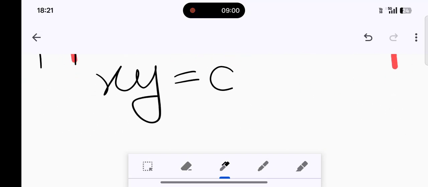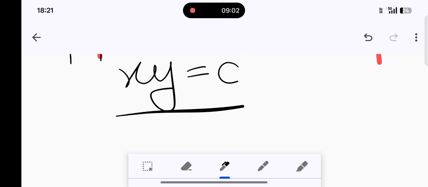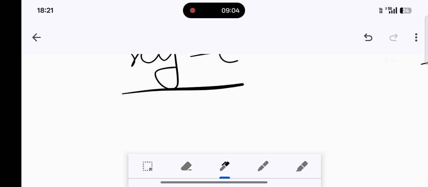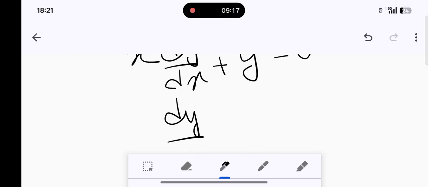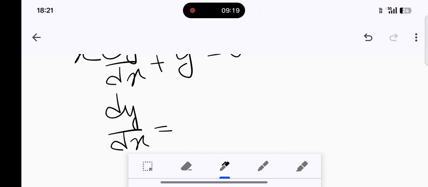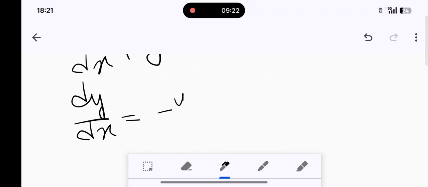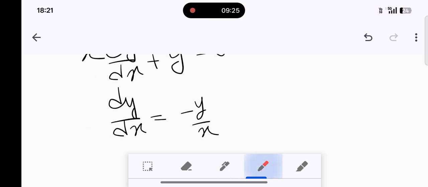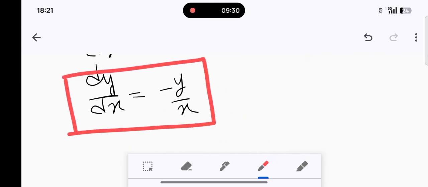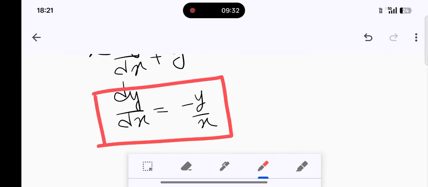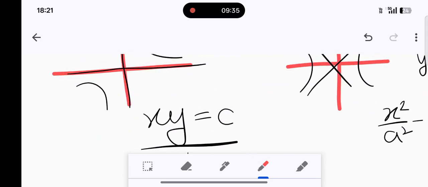So let me talk about the first case. If we are differentiating it with respect to x, then we have to apply the uv rule. Taking x, this is dy by dx, plus taking y, we will get y is equal to 0, and we will get that dy by dx is equal to minus y divided by x, right? This is the differential equation. Hopefully my calculation is correct, I don't know, so please check it. This is the differential equation for this rectangular hyperbola.